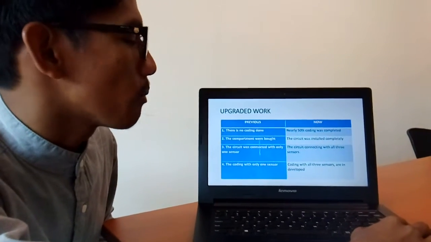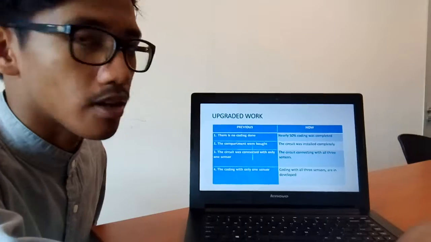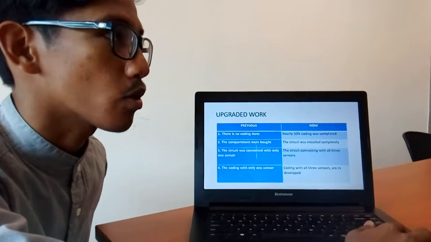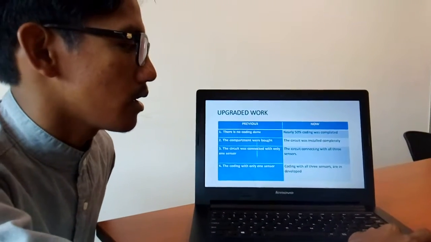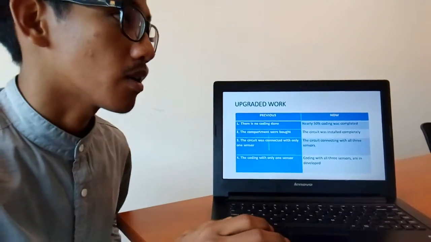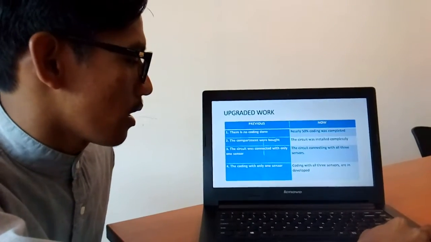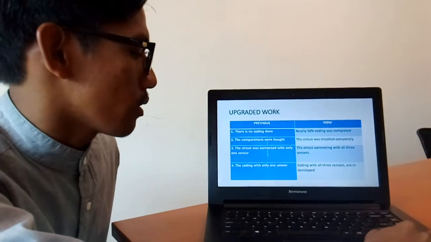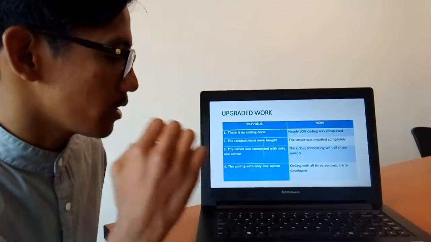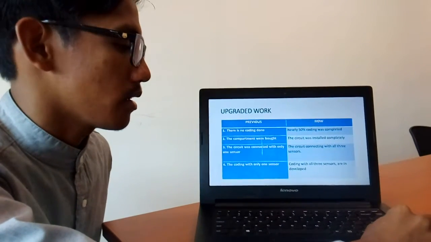If we compare the upgraded work from now and before: previously there was no coding, and now nearly 50% of the coding was completed. Secondly, the compartment was bugged before, and now the circuit was completely installed. Third, the circuit was connected with only one sensor, and now it is connected with all three sensors. And lastly, the coding was for only one sensor, and now the coding for all three sensors is developed.